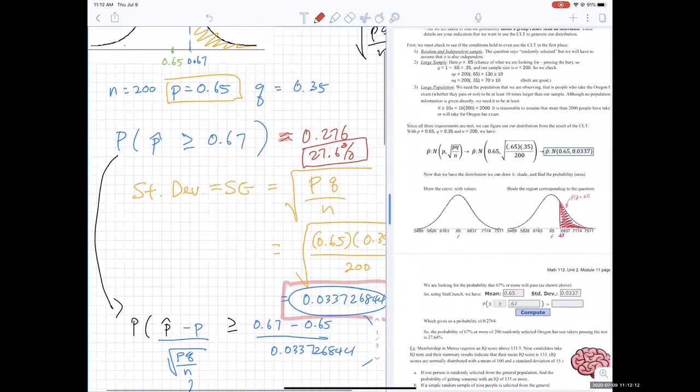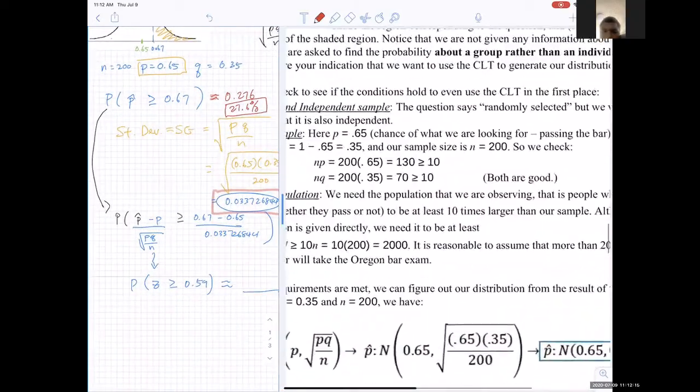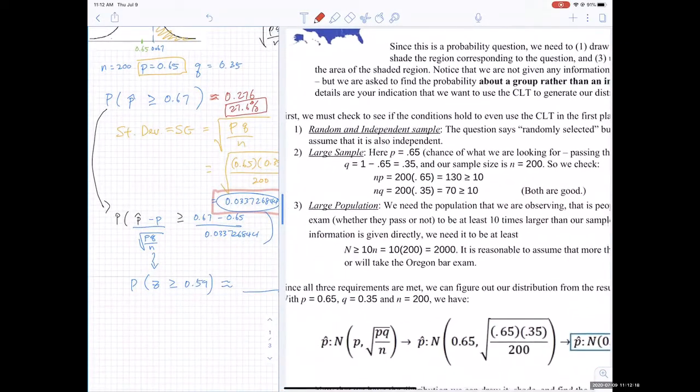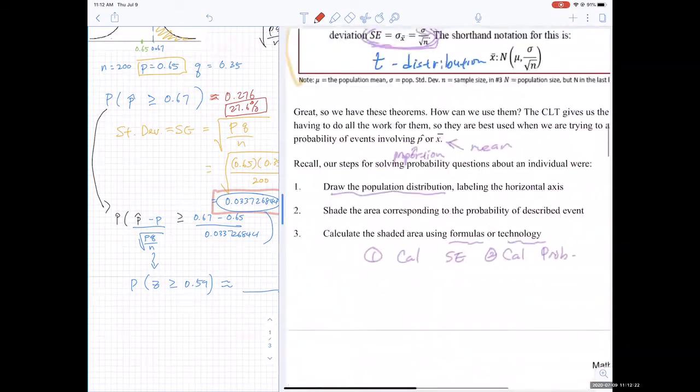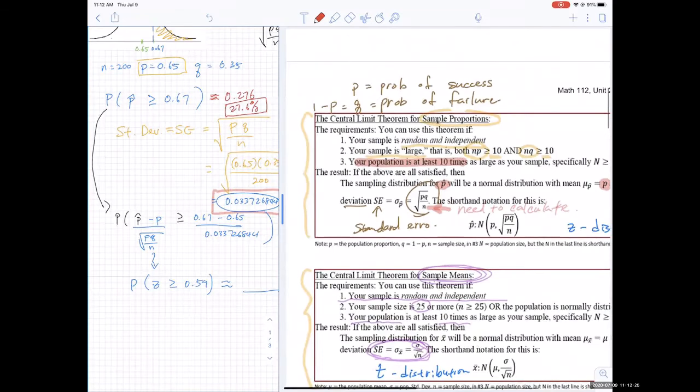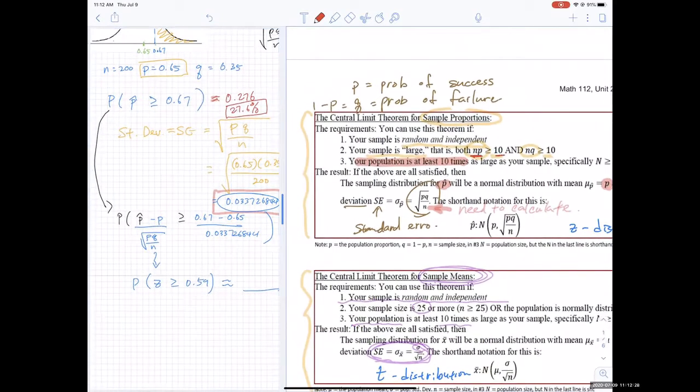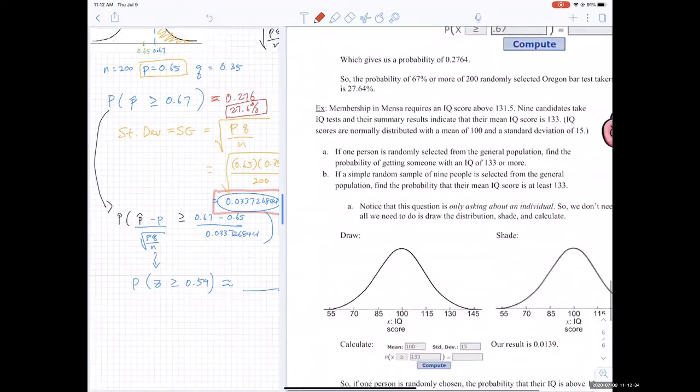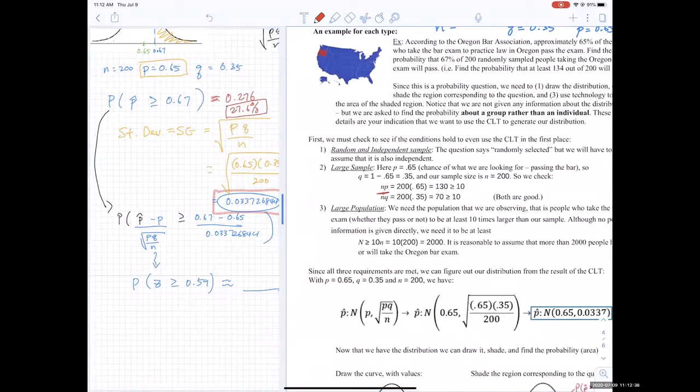But one other thing is that we should have already checked: does it meet the central limit theorem? The central limit theorem tells us that n times p has to be greater than or equal to 10, and n times q has to be greater than or equal to 10. So look for the conditions that we meet here. As you can see, n times p, n here is 200 times p, which is 0.65, equals 130. That's greater than or equal to 10. And n times q, 200 times 0.35, is equal to 70. That's greater than or equal to 10.